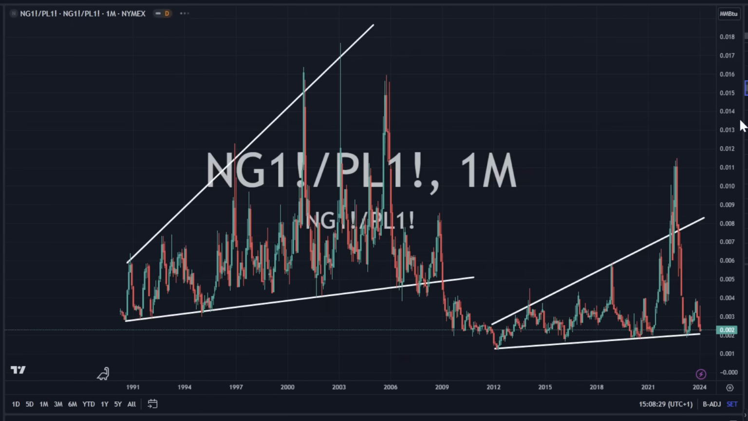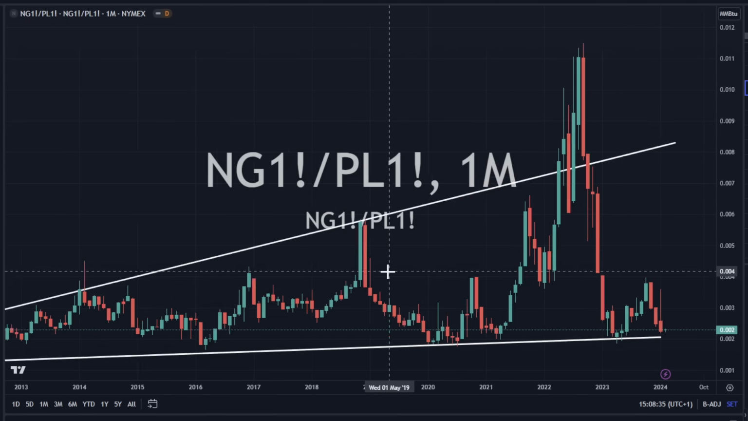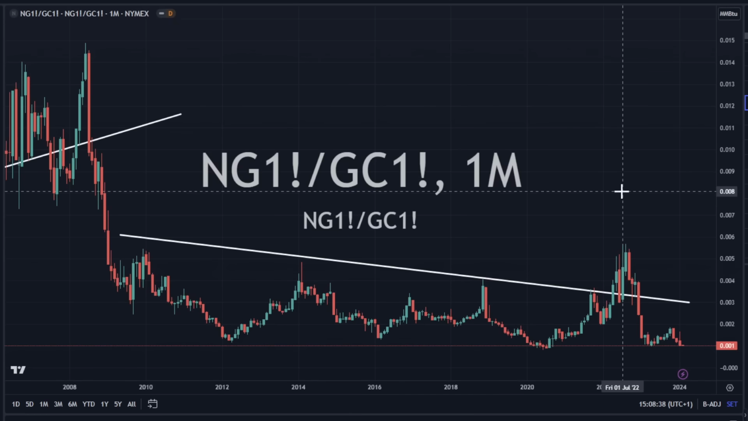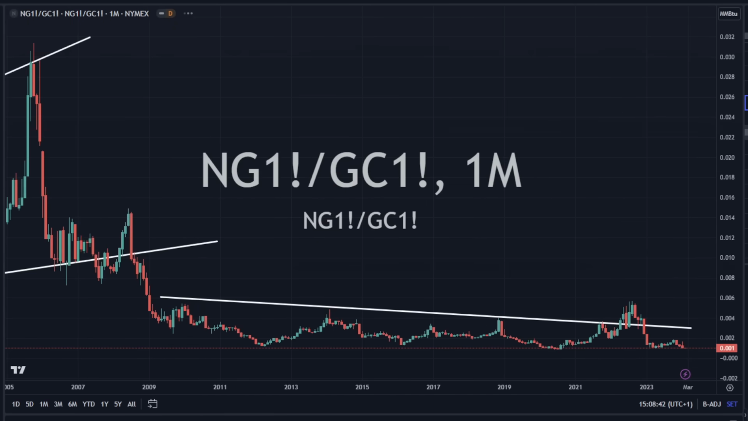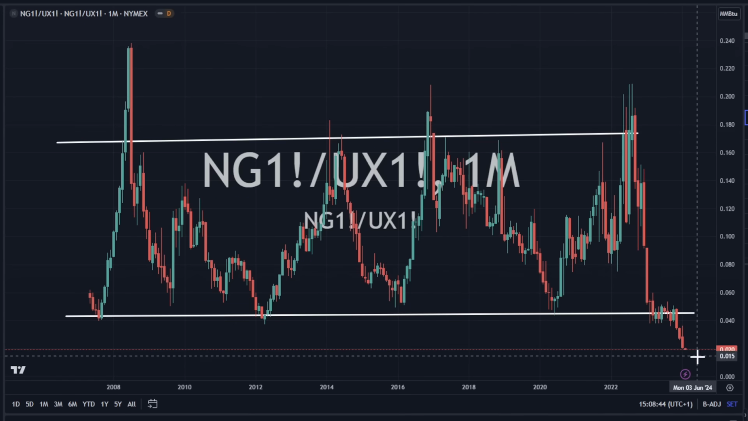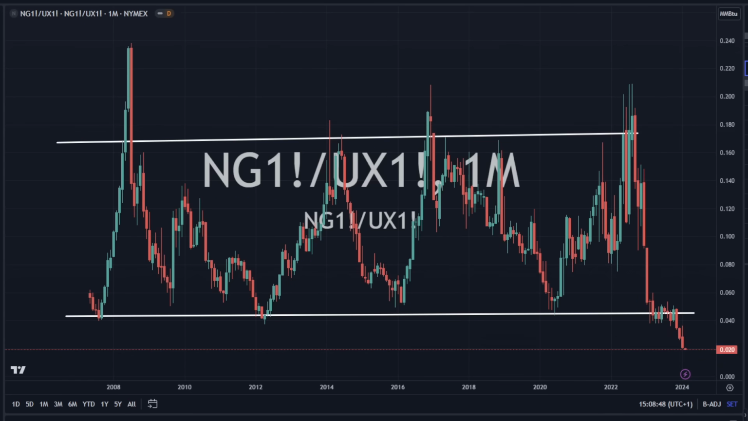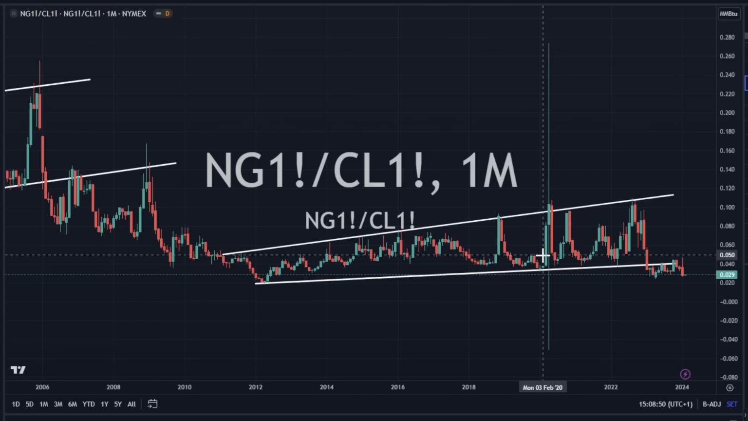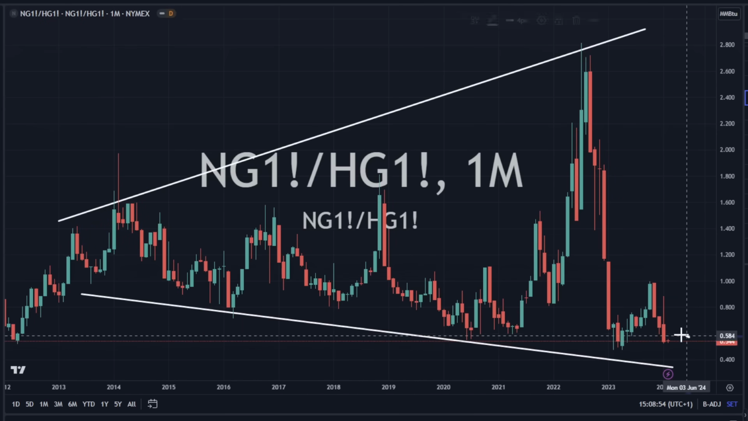Looking at natural gas ratios, natural gas against platinum is ultra cheap. It is down in the dumps. We've got natural gas versus gold in the dumps, super cheap. We've got natural gas versus uranium. It's fallen off a cliff. It is down in no man's land, super cheap for natural gas. Natural gas versus crude oil is cheap. We've gone over that. Natural gas versus copper is cheap, way down there.